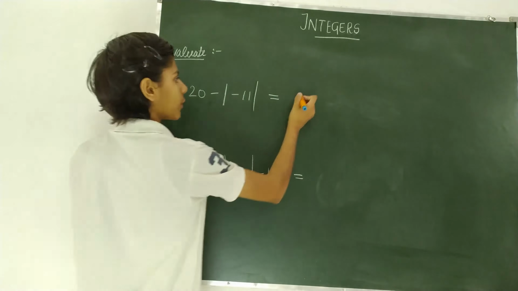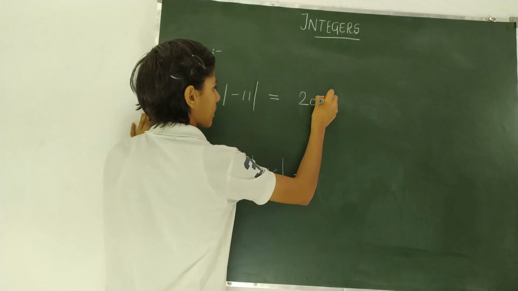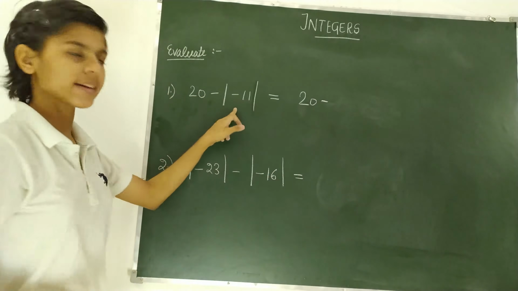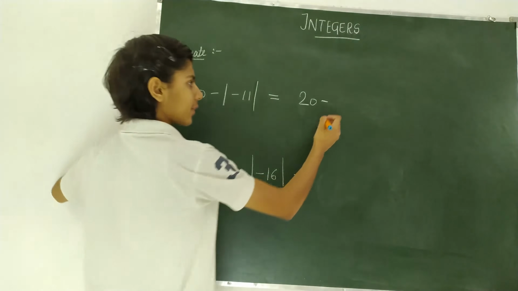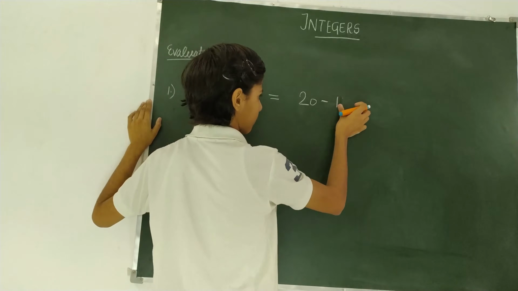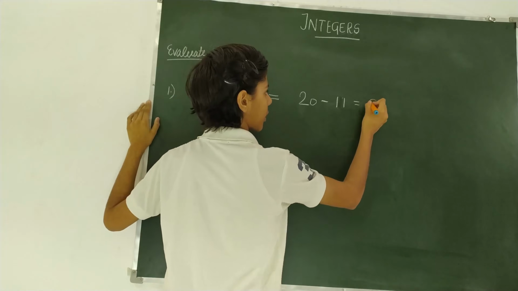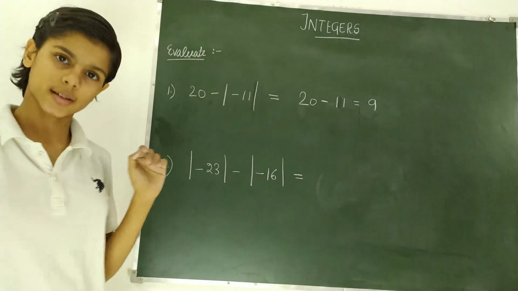So here you will write 20, first step, minus, and -11 is present in the modulus. So you will forget the sign here and you will write the numerical value only. The answer you will get is 9. So the answer is 9.